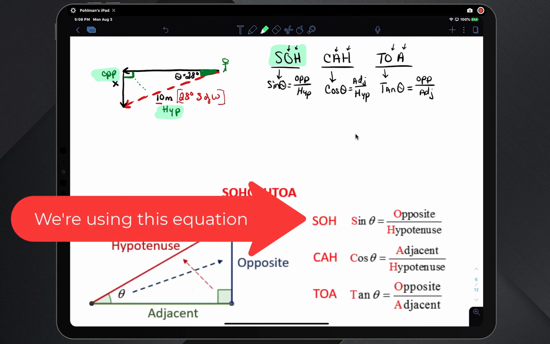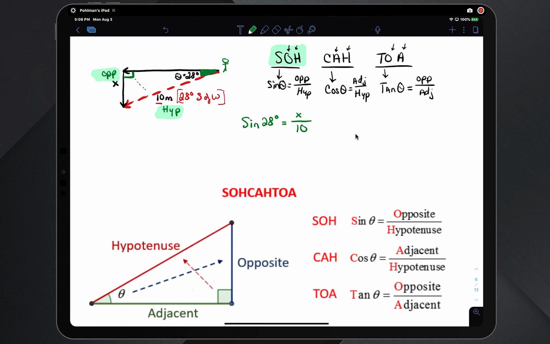So that's the one that we're going to use. When we plug this in, you're going to have sine 28, that's your angle, equals the opposite side. You don't know what that is. I'm going to put in, you could leave it as x, or you could put in the word OP, or the abbreviation OPP. It doesn't really matter. And then we have 10 down here. Now, we want the x by itself, so you'd have to multiply both sides by 10, correct?